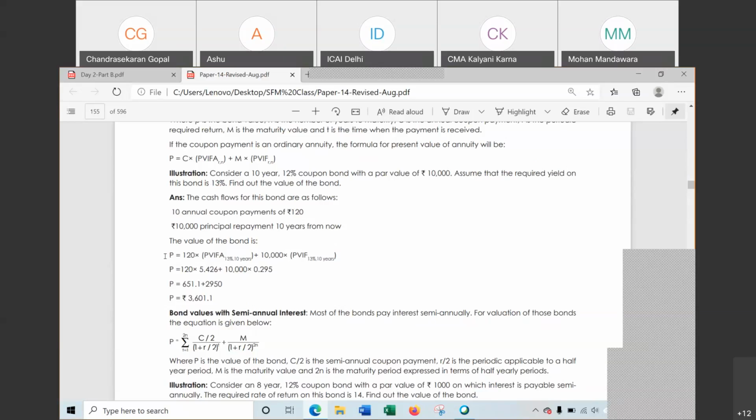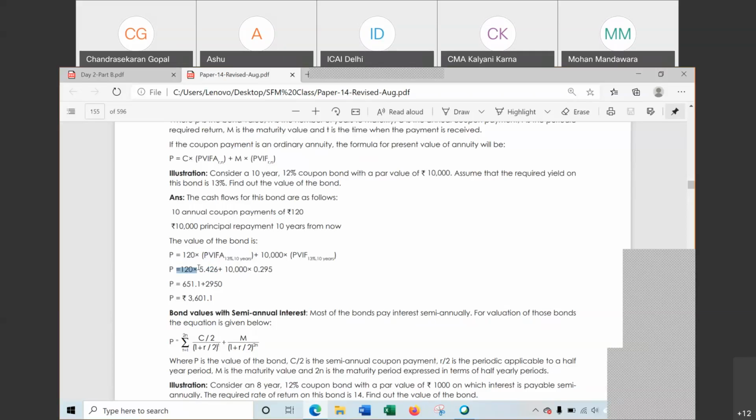So for the valuation of the bond, two components are there. First, we have to find the present value of coupon payment, that is interest. Now, what will be the interest on this bond? Face value is 10,000 and rate is 12%. It is not written that it is paid semi-annually, so we will assume that payment is annual. 12% on 10,000 will be 120. 120 will be paid each year, for 10 years because the life is 10 years. So we will find the present value annuity factor at 13% for 10 years, because this 120 will be received for 10 years.